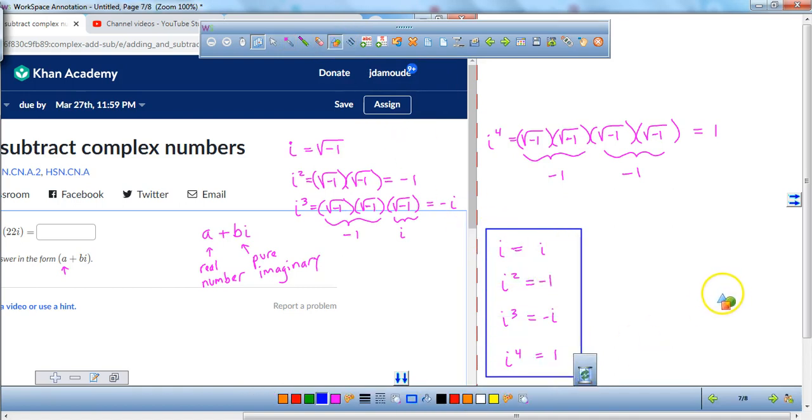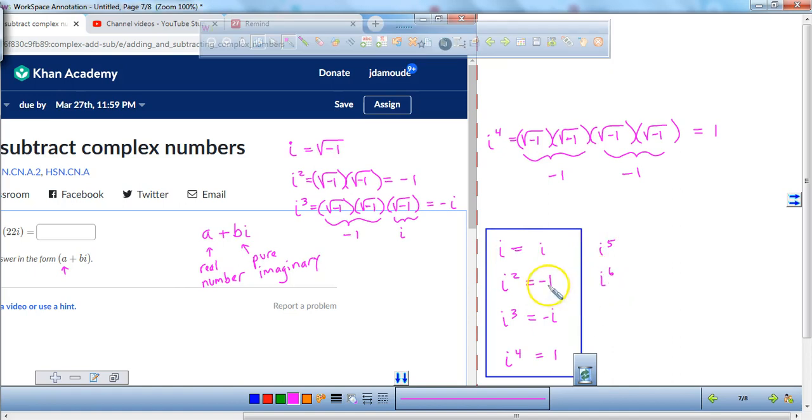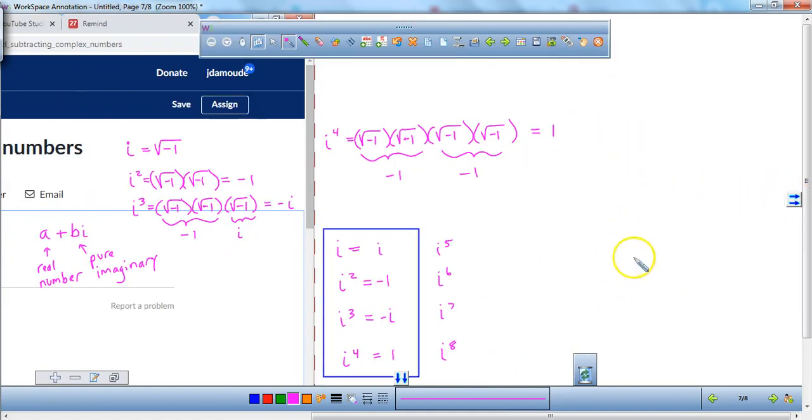So that's something you need to have in your journal. We know i to the 5th would be i, i to the 6th would be -1, i to the power of 7 would equal -i, and i to the power of 8 would equal 1. It just keeps going on forever. So for those of you who are trying to remember how to get, let's say, i to the power of 121, what would that equal?